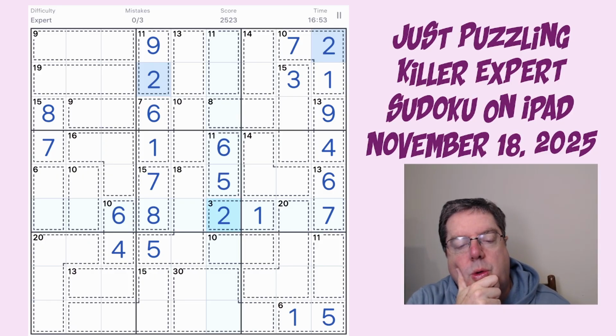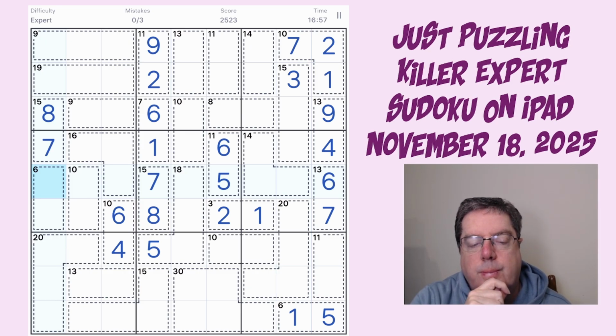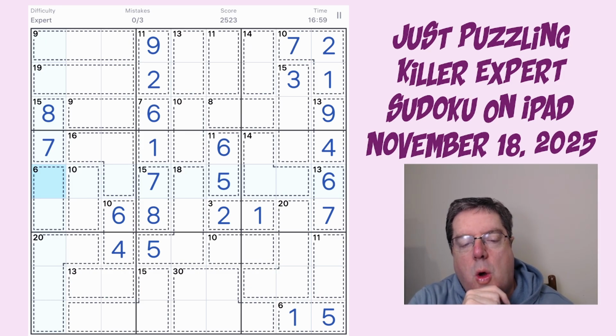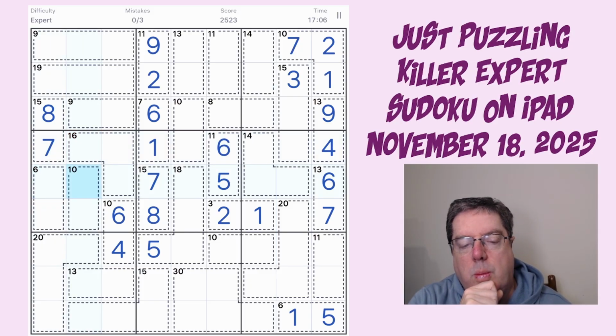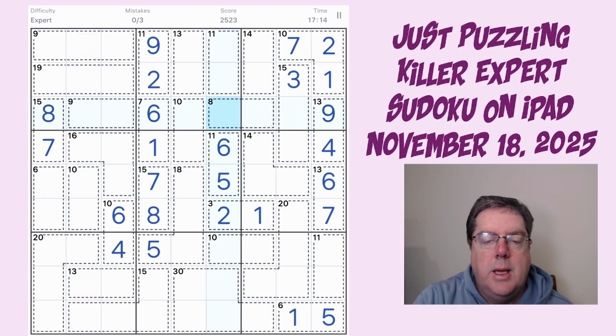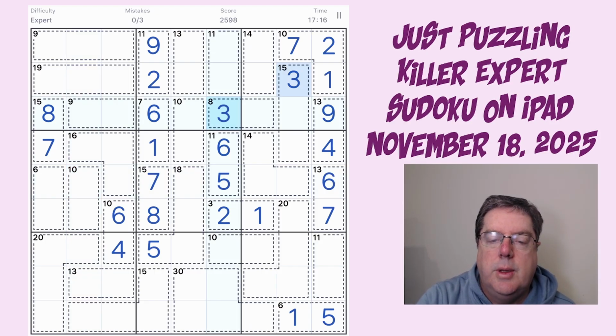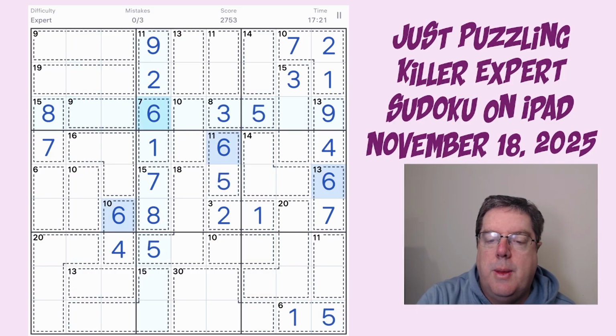So 2 and 1 can be here. 1 cannot be in here, so 1 is one of these two. Yep, 9. So this can't be a 1 here, so this must be a 3, leaving this to be a 5. And that can't be a 1 there, that can't be a 1 there, so that's a 1, leaving this to be a 9.